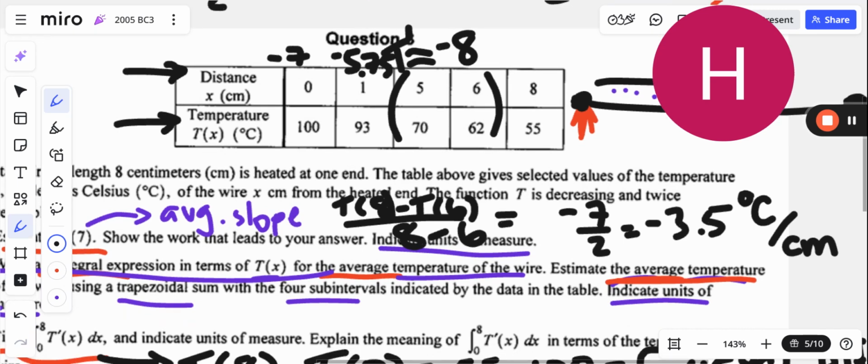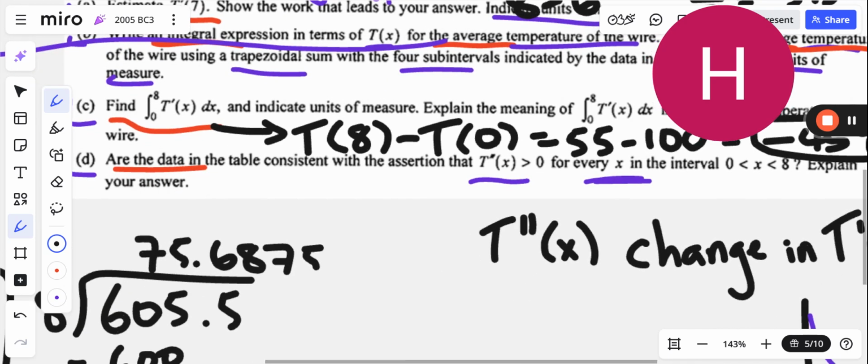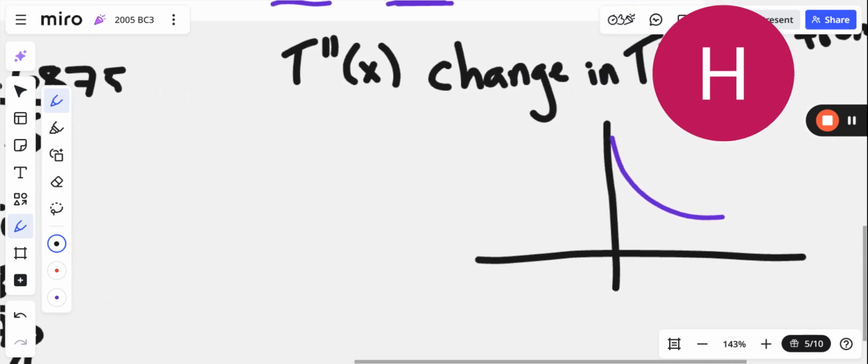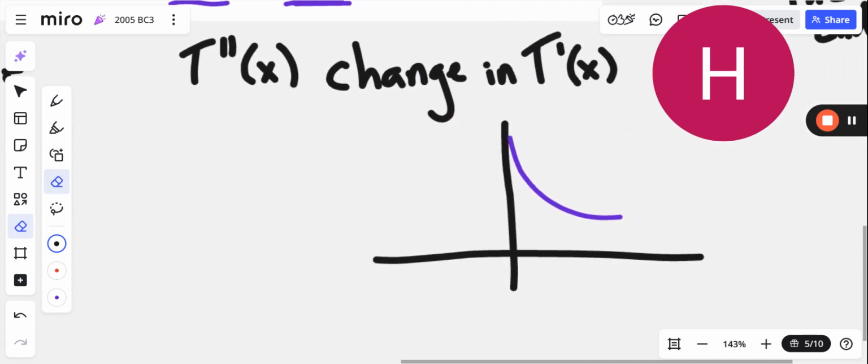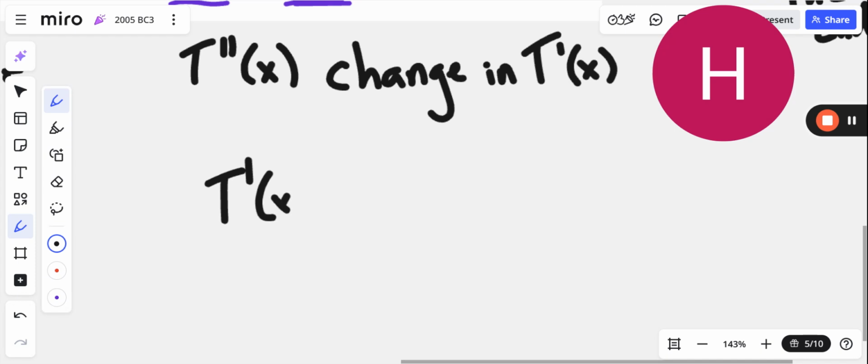So how would we write that exactly? How would we explain the answer? Because that's how we're going to get some points here. We have to explain that t prime of x equals -7 somewhere on the interval, I guess I should say, for some x.